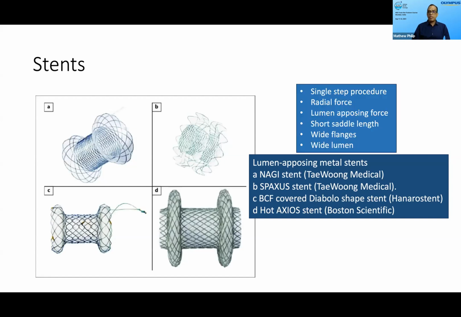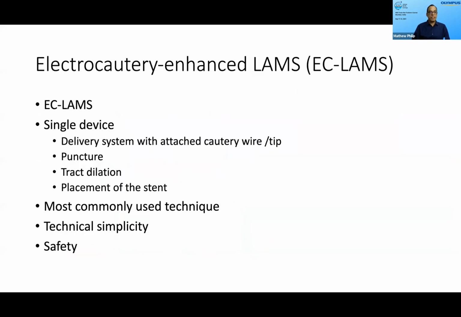But what we require now is a stent with a single step procedure. It has very good radial force, excellent lumen apposing force, a short saddle length, that is between the flanges, wide flanges, and a reasonably wide lumen to pass food particles from the stomach into the jejunum. So probably they all point towards Hot AXIOS, a single step procedure, or an electrocautery aided supported LAMS, which is more useful in this case.